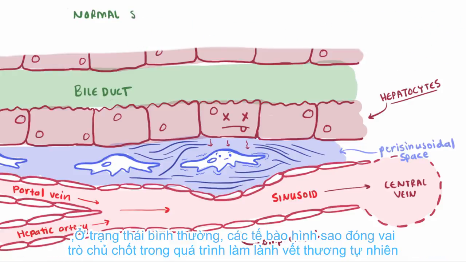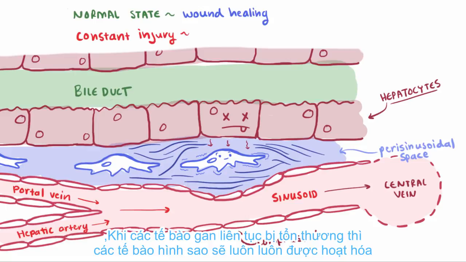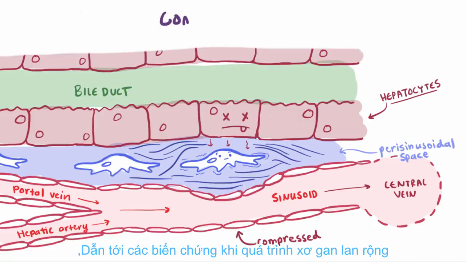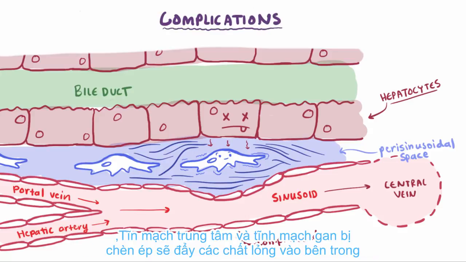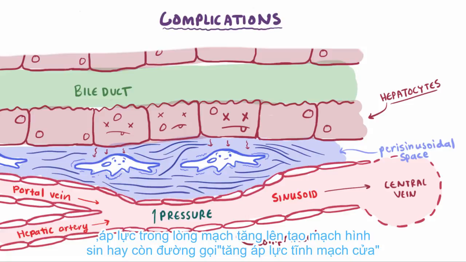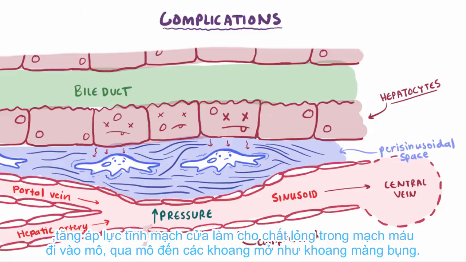It's thought that in a healthy, normal state, these stellate cells play key roles in the natural wound healing process. But when the liver cells are constantly injured, the stellate cells are constantly activated, and so they constantly produce collagen and factors that lead to fibrosis. And this is when complications due to cirrhosis start to crop up. As those central veins and sinusoids become compressed and push on the fluid inside, their pressure starts to build up, leading to intrasinusoidal, or sometimes called portal hypertension, which is this higher pressure in the portal veins.